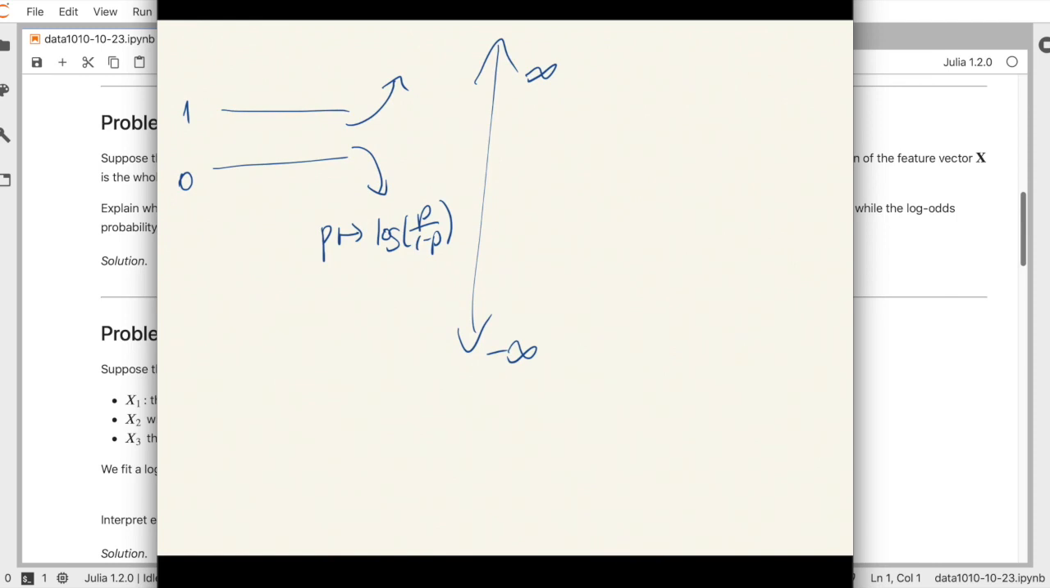And if p is a probability, log of p over 1 minus p is called the log odds. So p over 1 minus p is called odds, and we're taking the log here. So this is called the log odds. And it's just a different way of looking at probability.